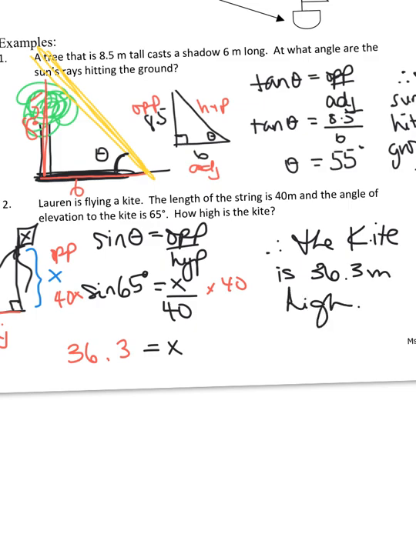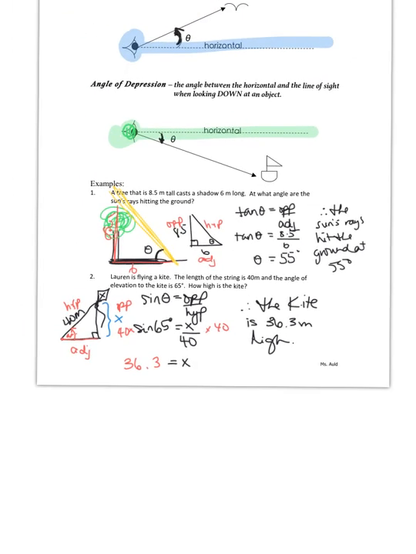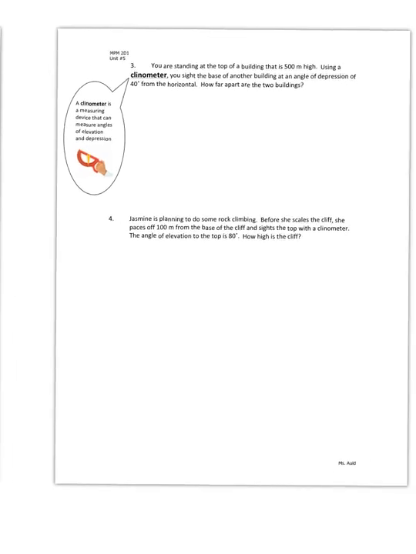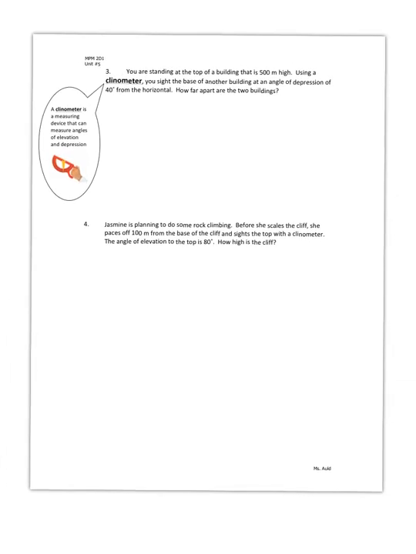Okay, so that's how we solve two of our word problems. Let's take a look at what's on the next page. This one is talking about using a clinometer. A clinometer, I've just highlighted what that is over here. A clinometer is just a measuring device that we use to measure angles of elevation and angles of depression. If we were in class, I would show you one, but you can look it up. It's kind of like what this guy's holding in his hand here.